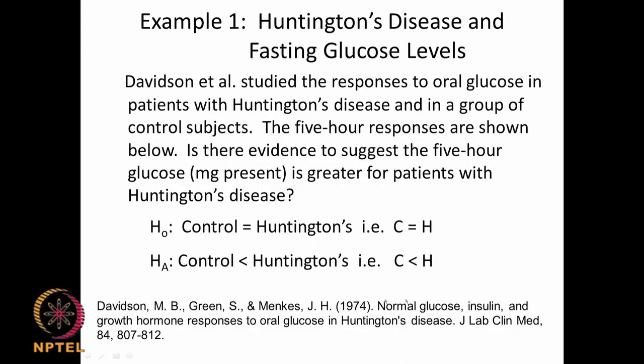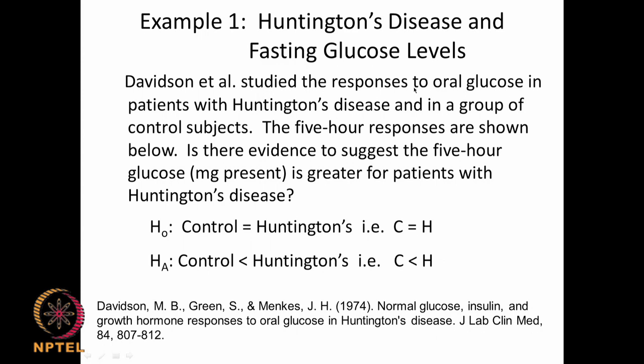This problem is taken from this particular reference, it is Journal of Laboratory Clinical Medicine. We are looking at the fasting glucose levels of patients who are having Huntington's disease and those of the control.